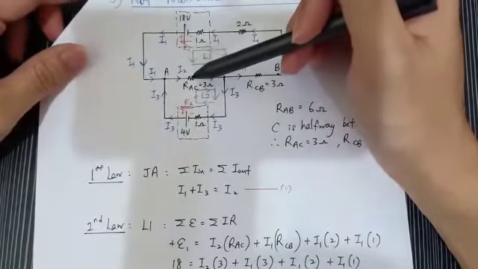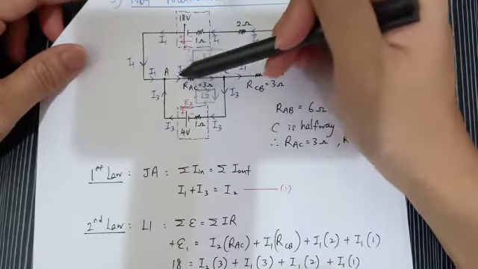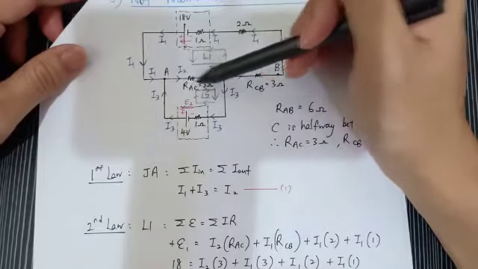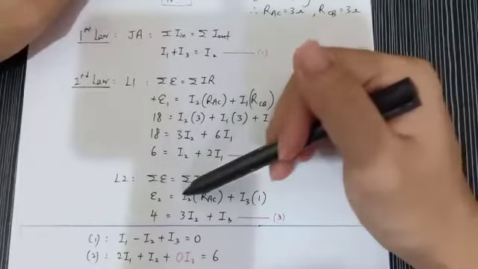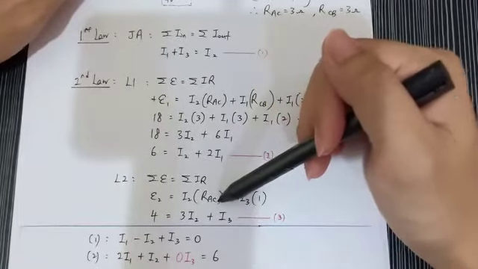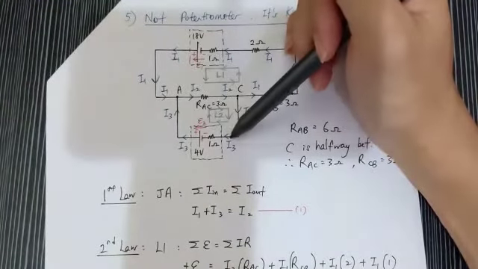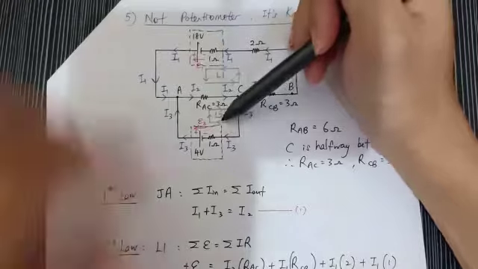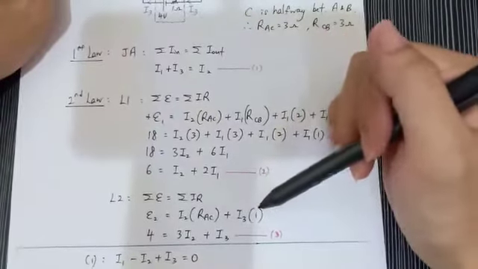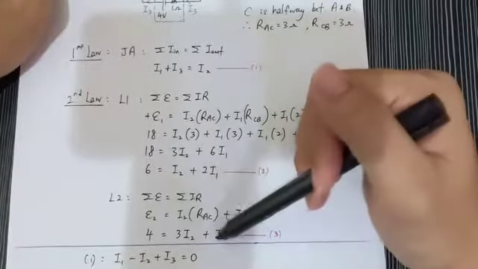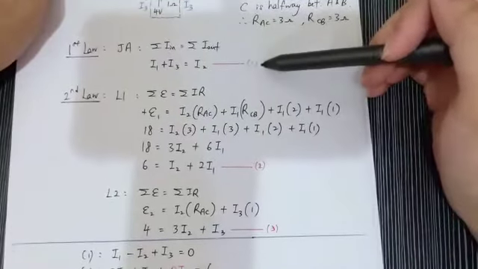Now, how about the others? You have two resistors here. RAC carries I2, in the same direction as the loop, so positive: I2 times RAC. Then the 1 ohm carries I3, also in the same direction as the loop, so positive. So now you have a new formula: 4 equals 3 I2 plus I3. So you have 3 formulas now.